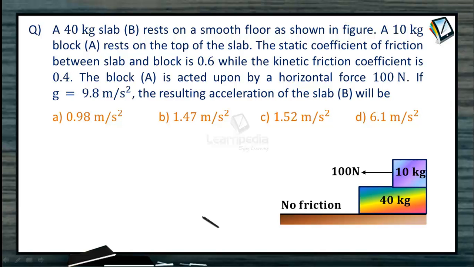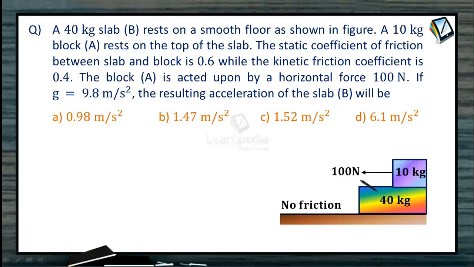Question. A 40 kg slab B rests on a smooth floor as shown in the figure. A 10 kg block A rests on the top of the slab. The static coefficient of friction between slab and the block is 0.6, while the kinetic friction coefficient is 0.4. Block A is acted upon by a horizontal force of 100 Newton as shown. G is 9.8 meter per second square.